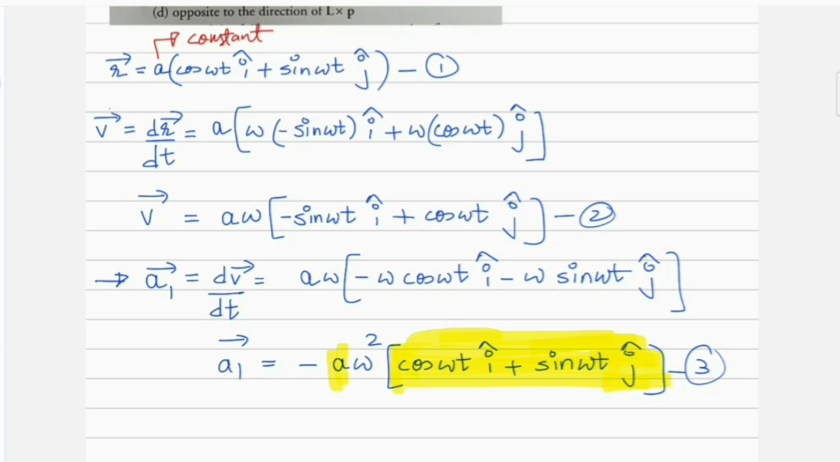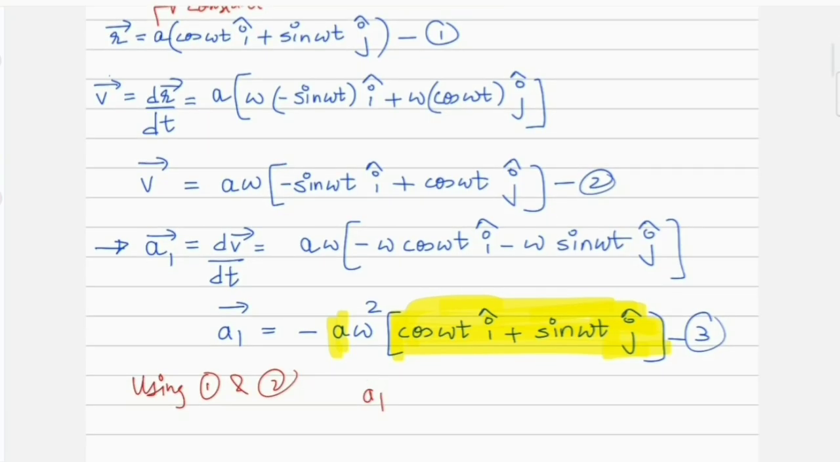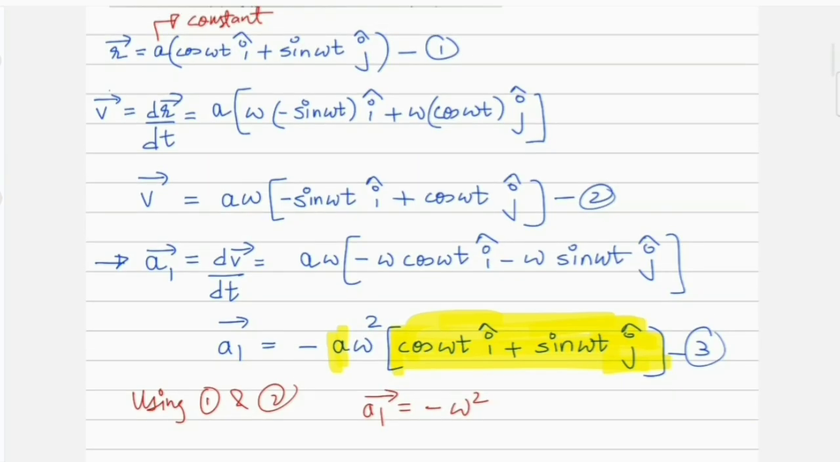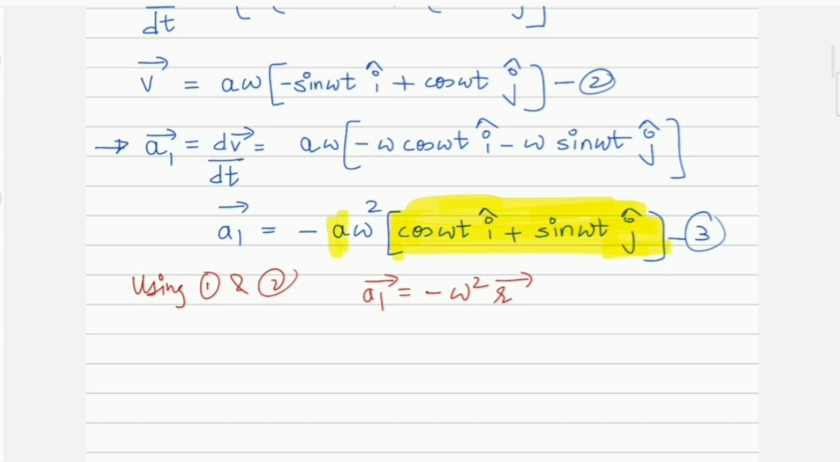Okay, so what I can do now, I can use equation number 1 and 2. Using equation number 1 and equation number 2, can I say acceleration a1 vector will be minus of omega square multiplied by this, which I have just highlighted in yellow. Can I say A times cos omega t i cap plus sin omega t j cap is your equation number 1 only. So I can replace that by r vector. Getting this, students? So using 1 and 2, I got the conclusion that acceleration is minus of omega square multiplied by r vector.